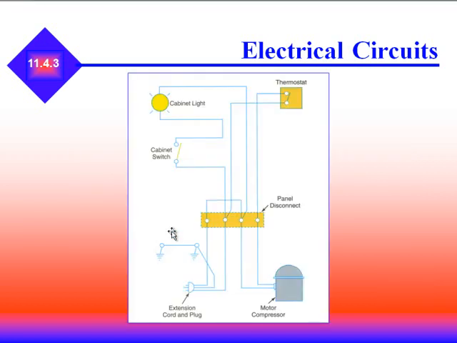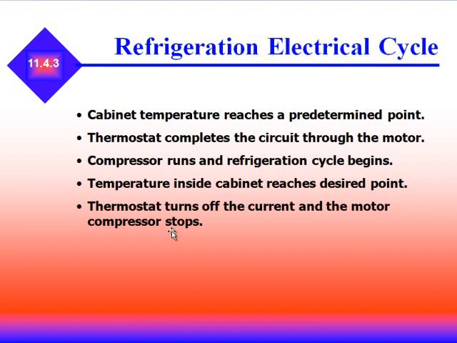This is a wiring diagram of such a simple domestic fridge. Cabinet temperature reaches a predetermined point. In other words, it goes up. The thermostat closes, completing the circuit through the motor. The compressor runs and the refrigeration cycle begins. Temperature inside the cabinet reaches a desired point. The thermostat turns off the current and the motor to the compressor stops.